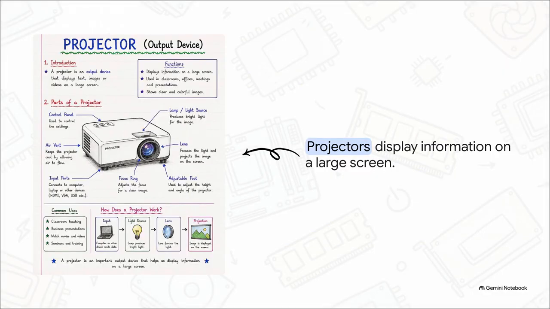Finally, for output, we've got the projector. This is the ultimate output device for taking the computer's results and sharing them with a whole room. It takes the digital input, shines an incredibly bright light source through a lens, focuses it, and blasts that image onto a massive screen or wall. Whether you're in a classroom or a movie theater, the projector takes a private digital space and turns it into a shared, public experience.